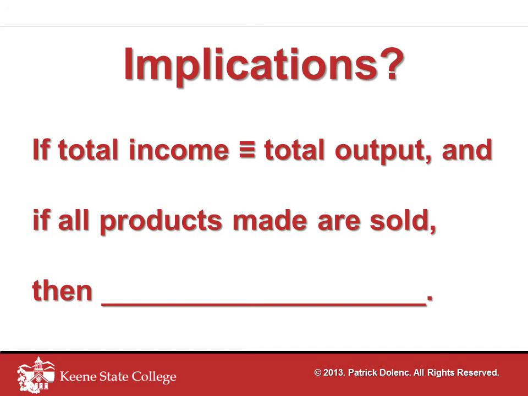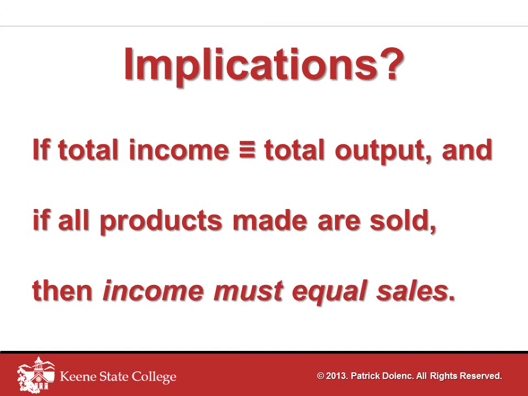Here's the answer. If total income is exactly equal to total output, and if all products made are in fact successfully sold, then it must be the case in this basic circular flow model that total income must match total sales. Another way to say that last line is that all income must be spent. If you pause for a moment, you'll almost certainly recognize that all income does not get spent, in which case we have a problem. But that's the topic for the next presentation.